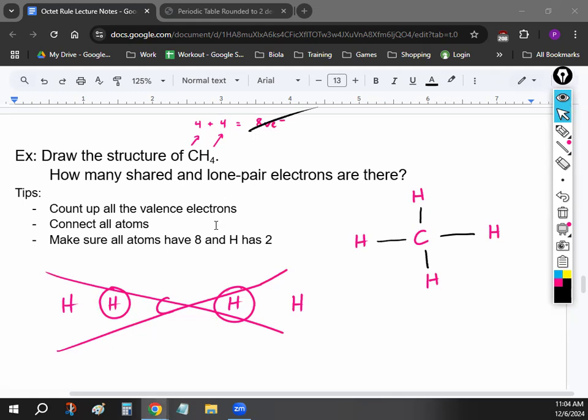All right. So let's look at the shared electrons. How many shared electrons do we have here? 8, yeah, because there are 4 lines. So you're going to have 8 shared electrons. And how many lone pairs do you have? 0, no dots, so it's 0 lone pairs. Good.